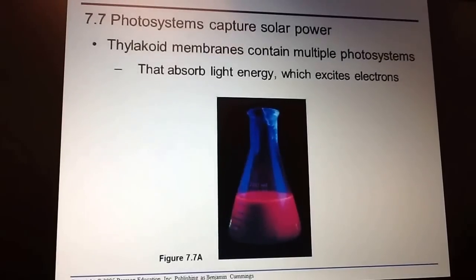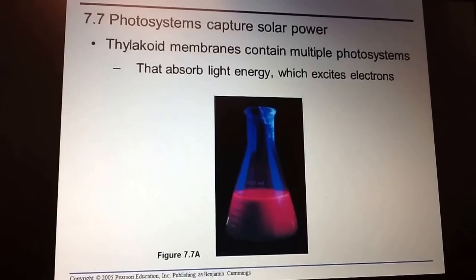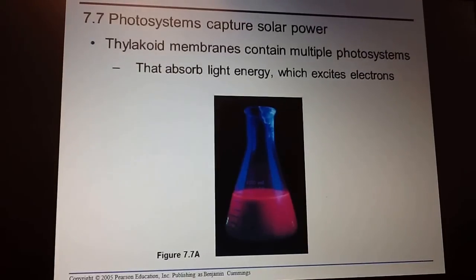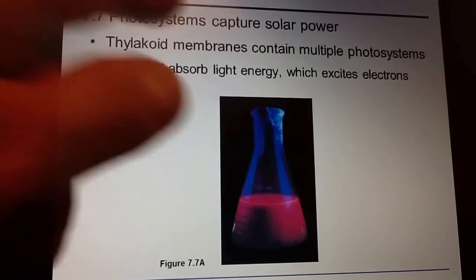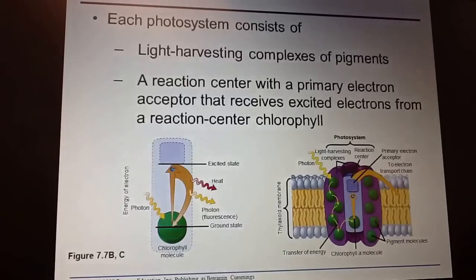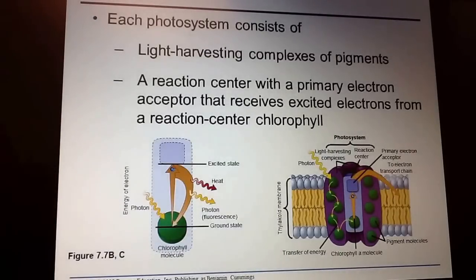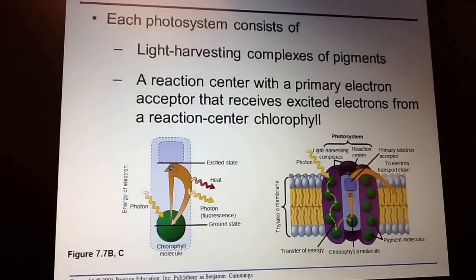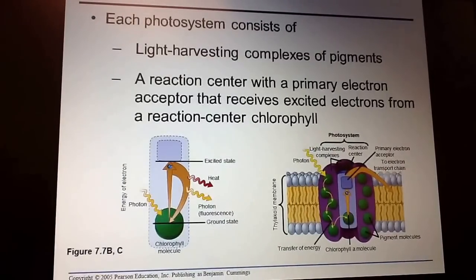Now, what is it that actually does the using of the sunlight? There is a partial structure that is found within the thylakoid membrane of a chloroplast, and it is called a photosystem. Photosystems are what will absorb the energy from sunlight and excite the electron. The electron is coming from water. Now, what does a photosystem look like? Well, photosystems are made up of two major parts.